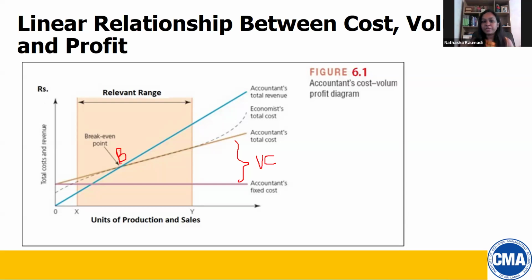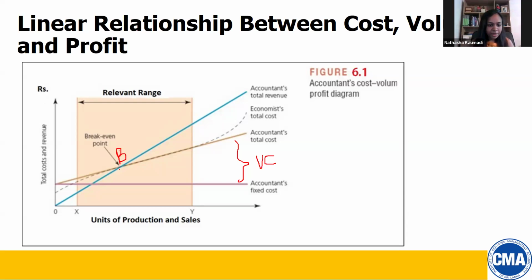What do you call that point? When your business organization doesn't have profits or losses, you call that the break-even point. The point where you don't have any profits or losses, when the total revenue equals total cost.